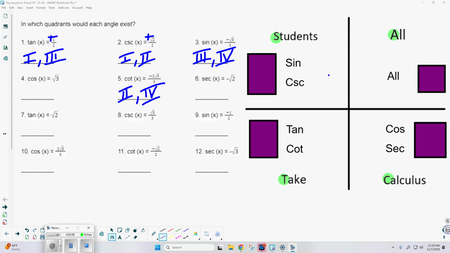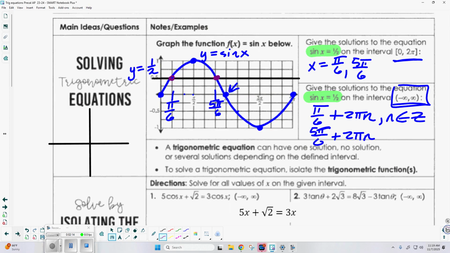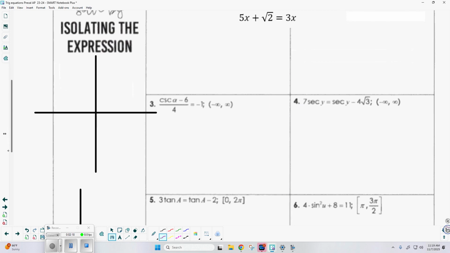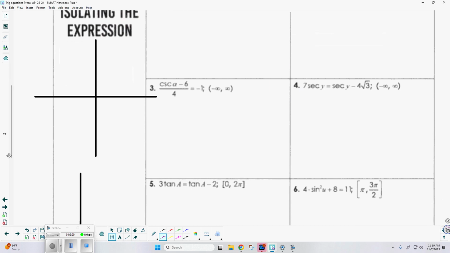Now, what's nice about this, if you know in what quadrants the trig function is positive, that means the remaining quadrants, it has to be what? It has to be negative, yes. So we'll be revisiting this for sure. Okay, we went ahead and looked at one graphically. So we're currently on number 3.